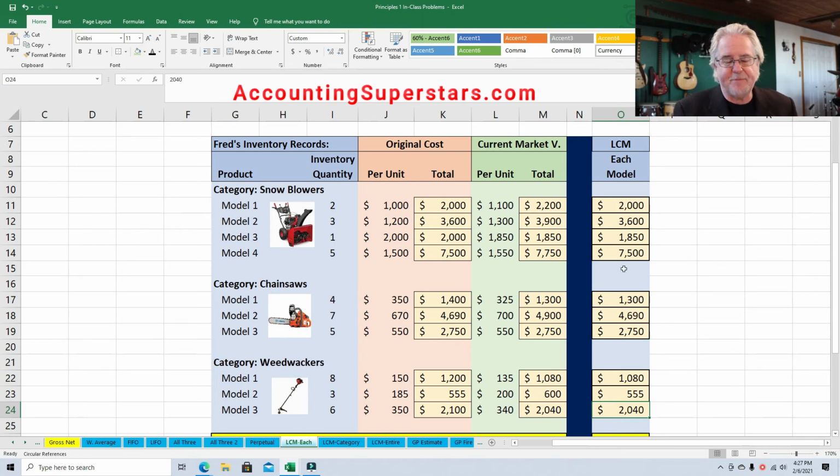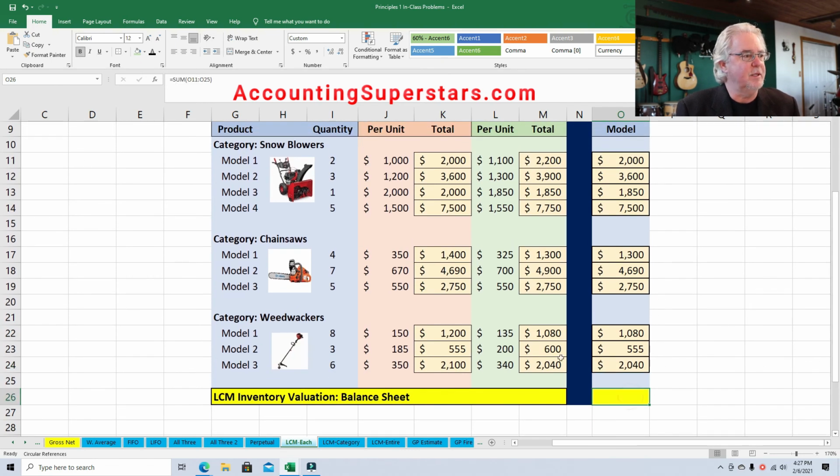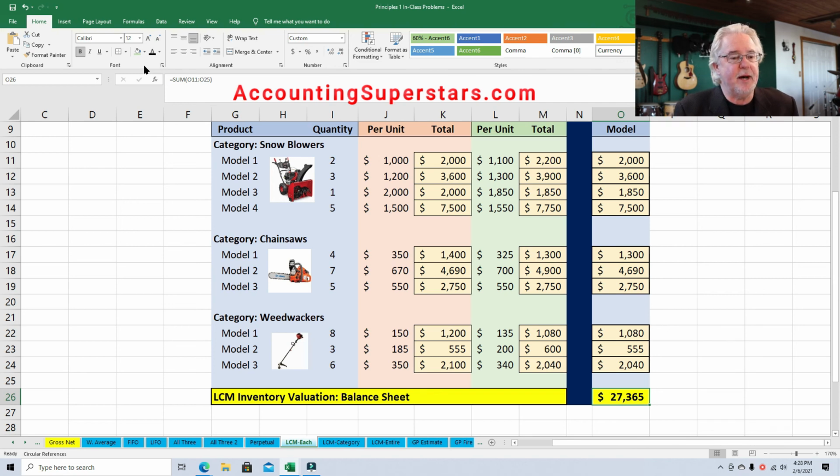All right. So last step, all we're going to do is add up the lower of cost or market. Just get a grand total. So let's add it all up. Here we go. We get 27,365. So Fred would list his inventory on his balance sheet at 27,365. And this would ensure that his inventory is not overstated.